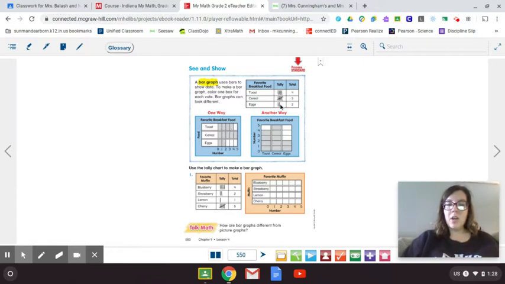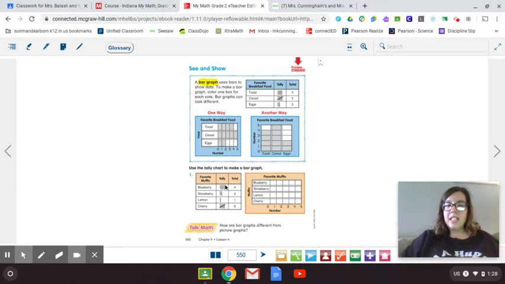Same way with cereal and eggs. So there were 5 people that liked cereal and 2 people that liked eggs. So cereal is going to be the most filled up because they liked it the most. And then eggs is going to be the least filled up because that's what they like the least. So this one goes along this way, and this one goes up and down. It can look either way. It doesn't matter, okay? So it says use the tally chart to make a bar graph.